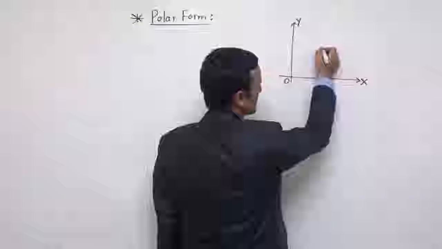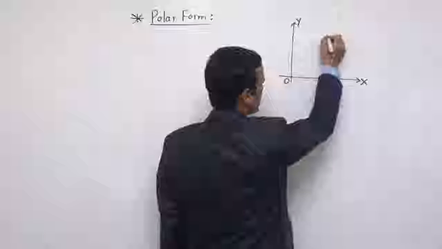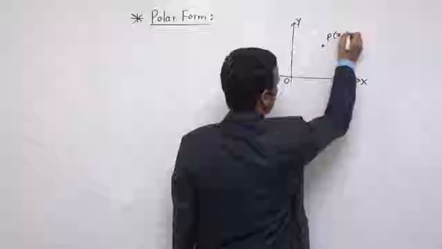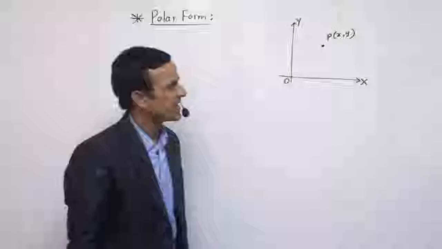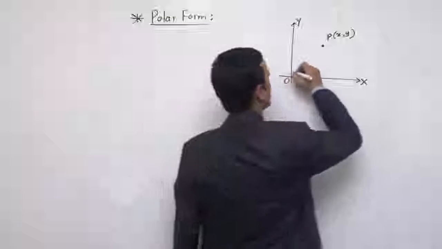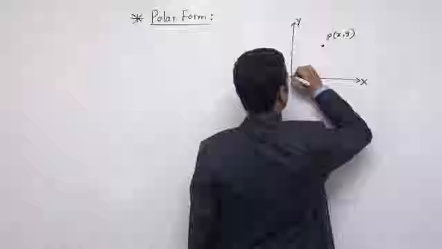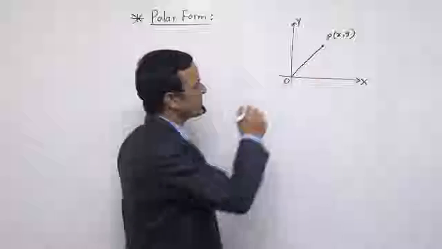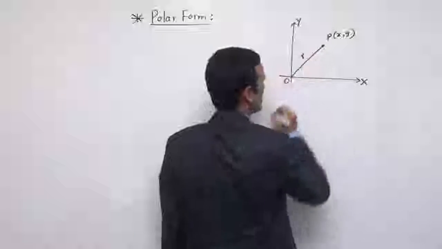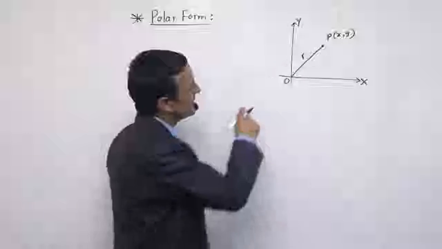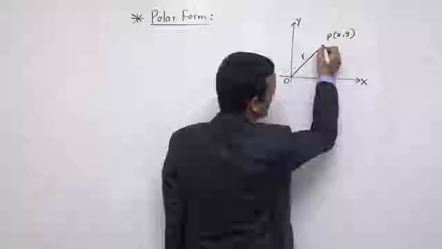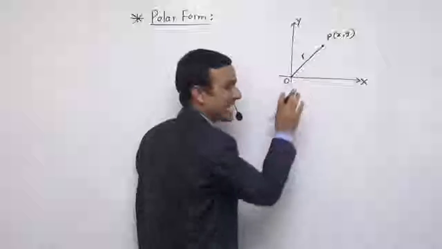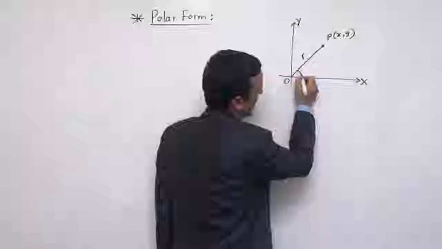So let's take one point P. एउटा कुनै point P लियौं, which coordinate is x, y, जसको coordinate x, y छ. So let's draw the line from O to P. O बाट P सम्म एउटा line draw गरौँ र त्यो length लाई हामी r लेखौँ. So it is supposed by r. So if we take the line, the angle made by this line with x-axis is theta.